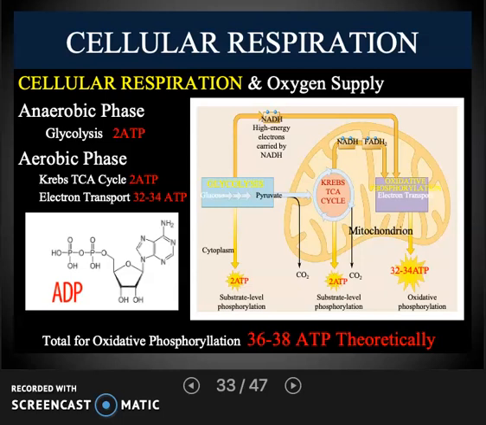So, in total, I can make 36 to 38 ATP through cell respiration. That never really happens. It's the theoretical yield, but that's where all the CO2 comes from, and that's why I need to use oxygen. It's a lot.